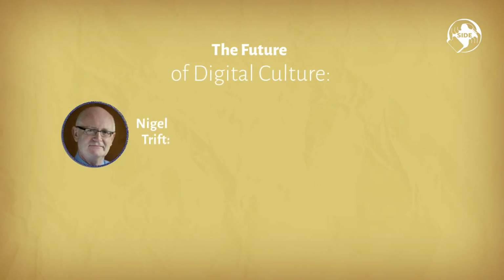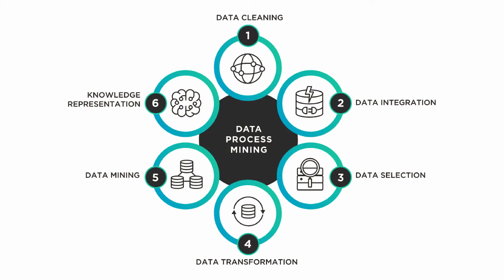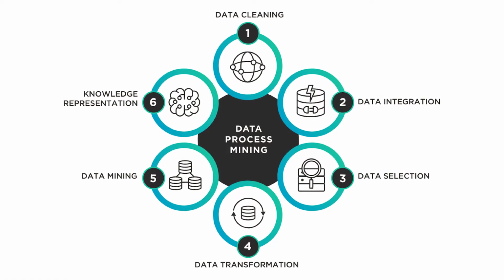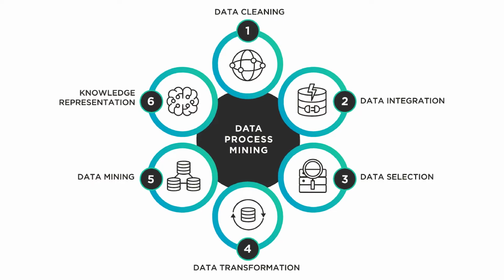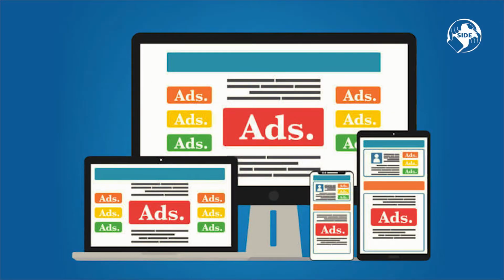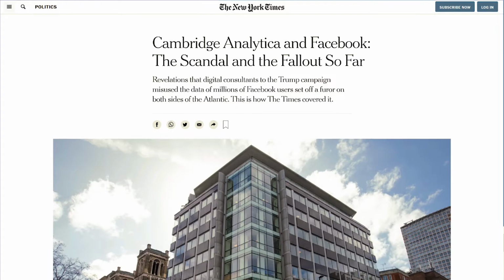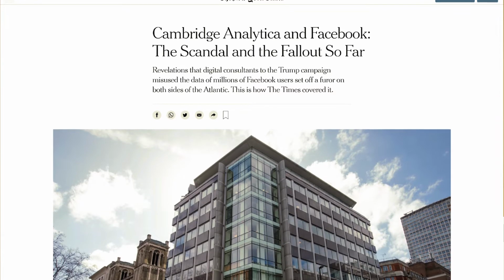Nigel Thrift posits that with the increasing spread of AI, an overload of big data will be produced and utilized to analyze and steer people's behavior. Extensive data collection by intelligent algorithms is already a reality that results in targeted ads and very dangerous attempts at manipulation, like in the Cambridge Analytica scandal.